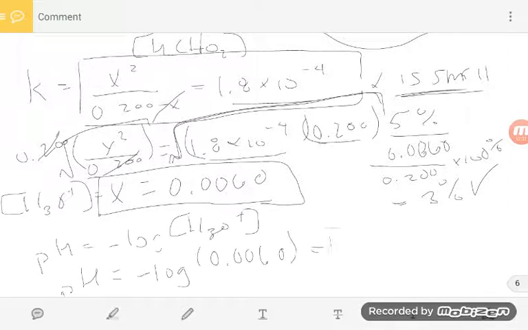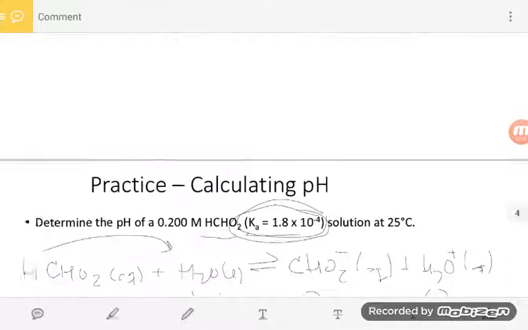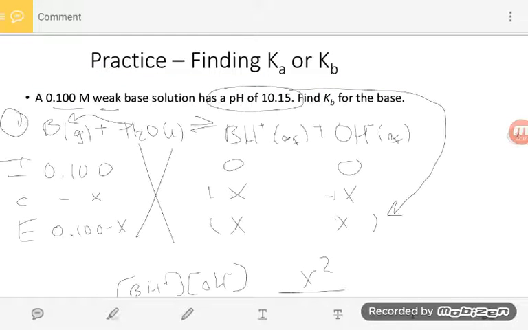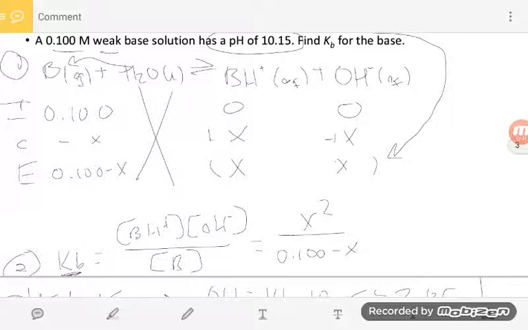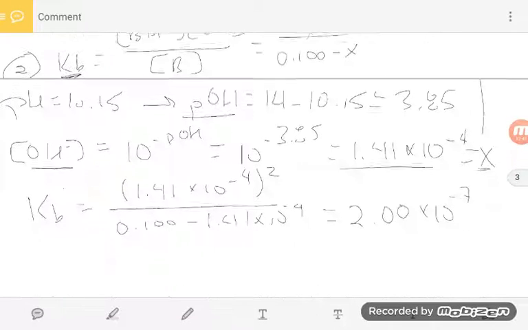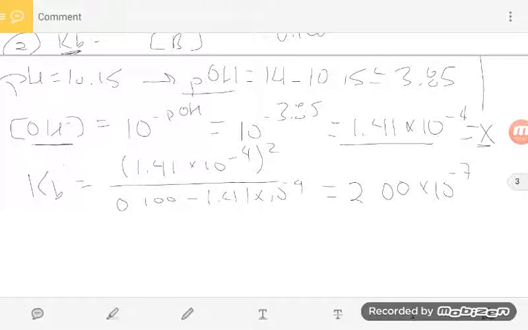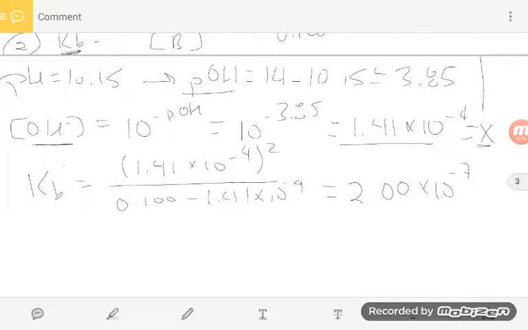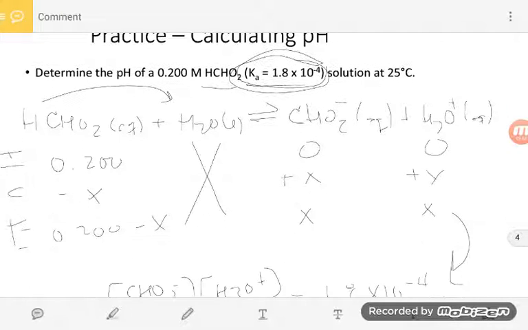So again, notice the difference between these two problems. In the first problem, we were asked to find Ka or Kb. So we started the same way, wrote our reaction, wrote our expression for Kb, filled out our ICE table, but we were able to use the pH to find that OH minus concentration and plug that directly into my Kb expression here. In the second problem, we were asked to find the pH.